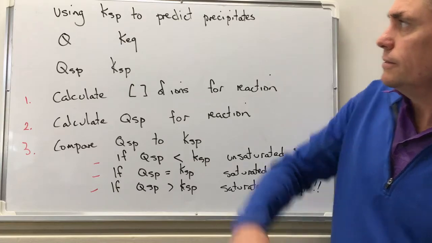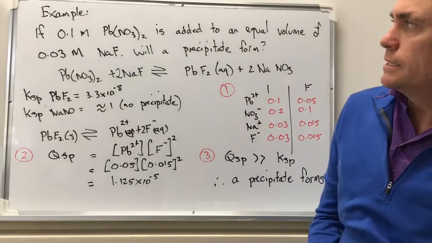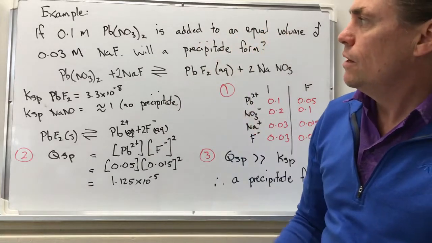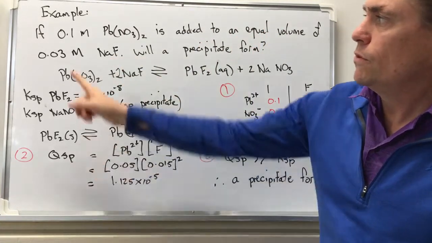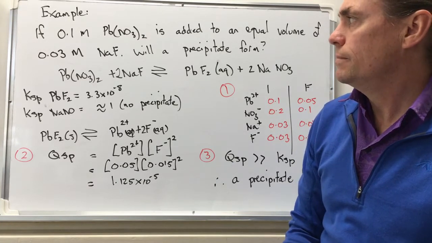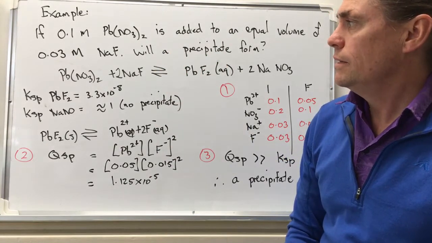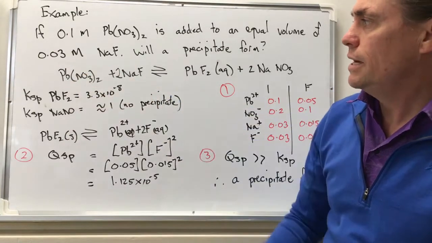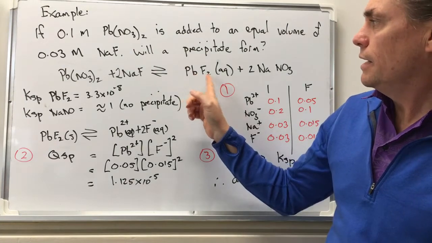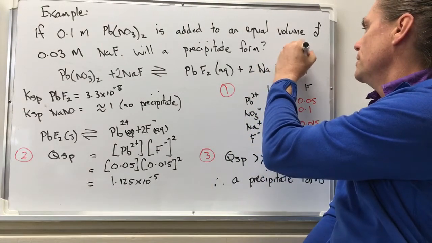So let's have a look at this in action. Let's say we have a 0.1 molar solution of lead nitrate and we add that to an equal volume of sodium fluoride, but we've got a 0.03 molar solution of sodium fluoride. The question asks us, will a precipitate form? First thing we need to write down is our balanced reaction. So we have our lead nitrate, 1 mole, reacting with 2 moles of sodium fluoride to give us our lead fluoride, which is aqueous, and our sodium nitrate, which is also aqueous.